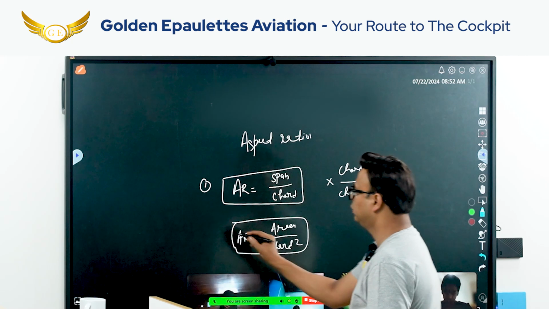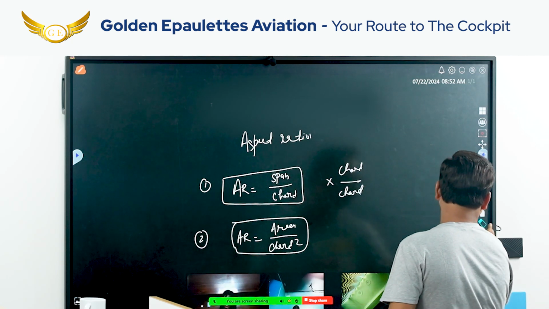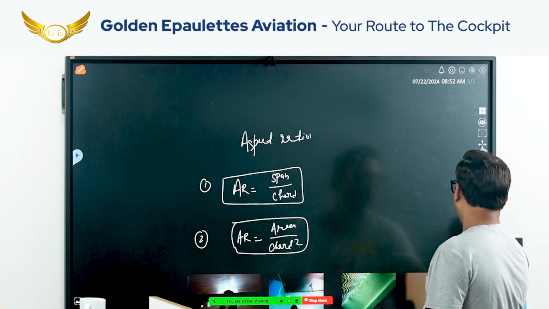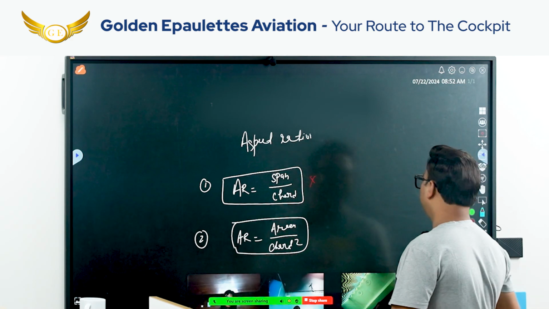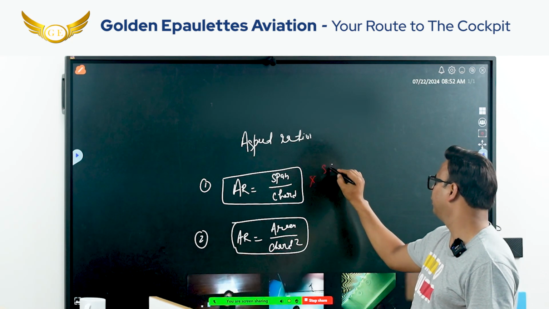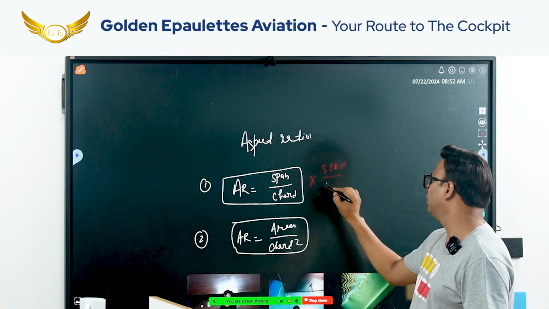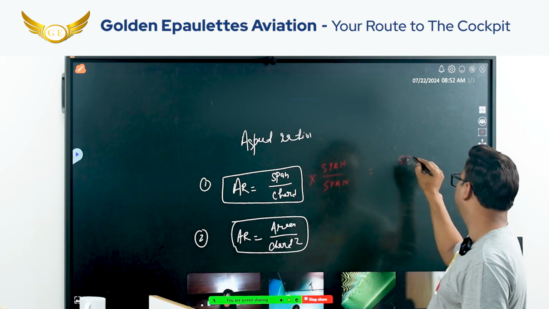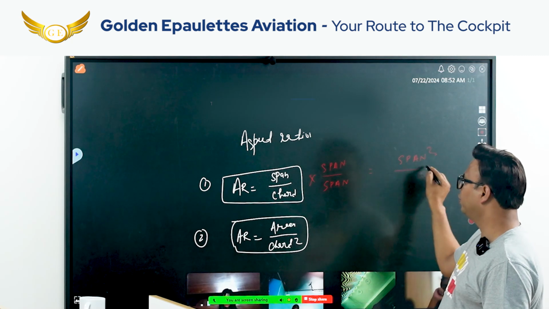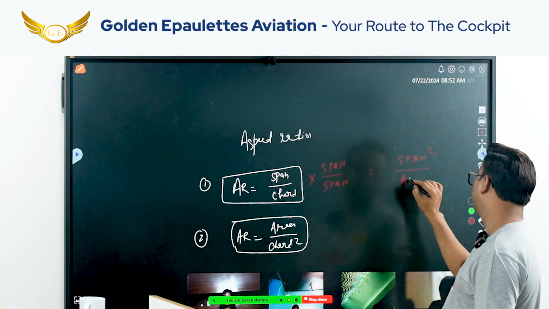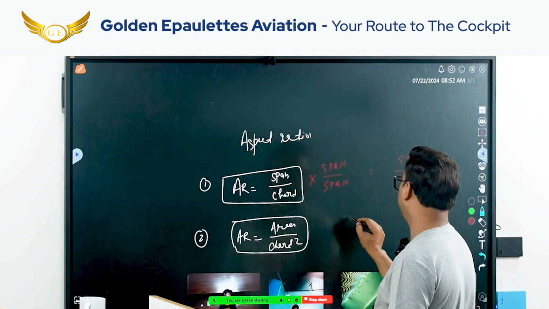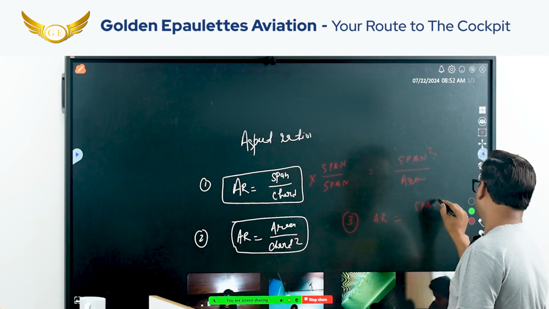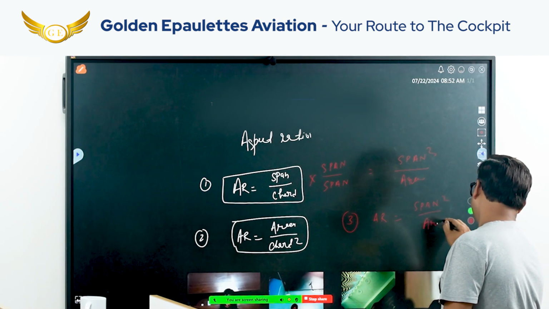Now second. Let's multiply top and bottom with span. Span. So that will be span into span, span squared, upon chord into span, area. So this is third. AR is equal to span squared upon area.